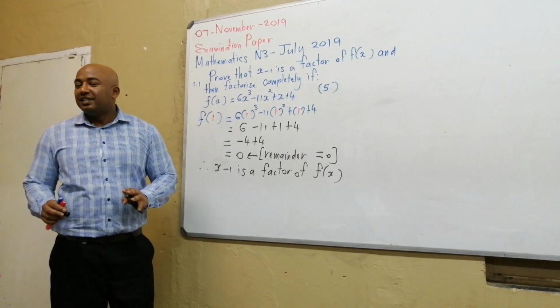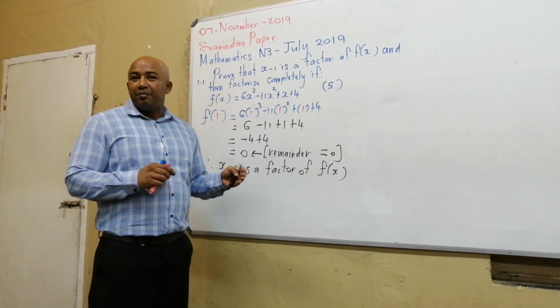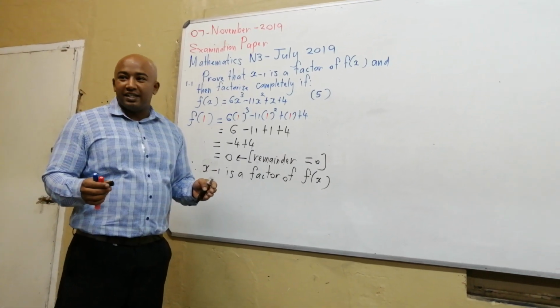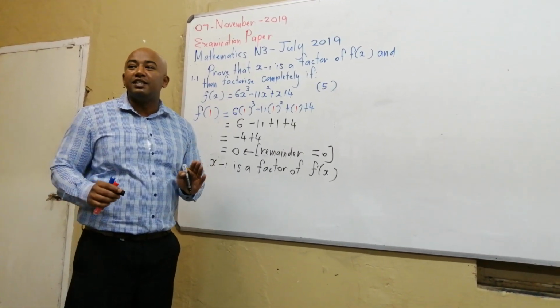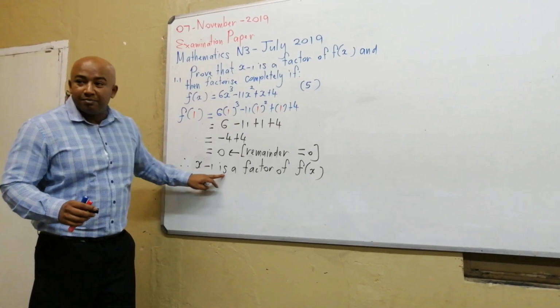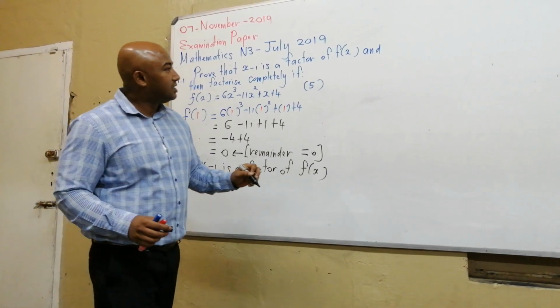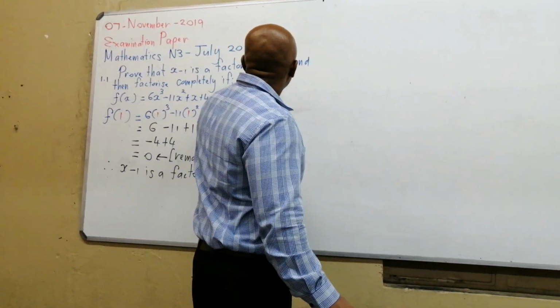Now there are many different methods here. You can use long division, but the fastest way that everyone is using these days is called synthetic division. For synthetic division, you will not use x minus 1, you will just use 1. So let's use synthetic division now.